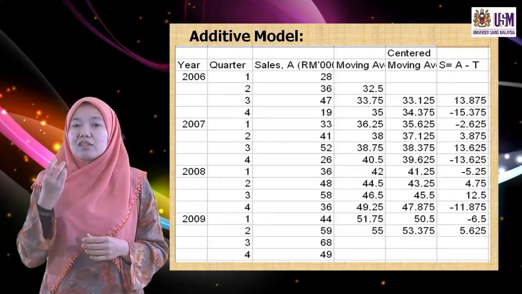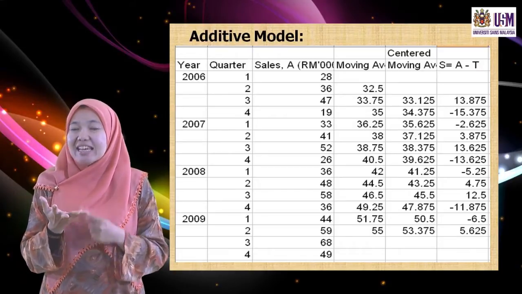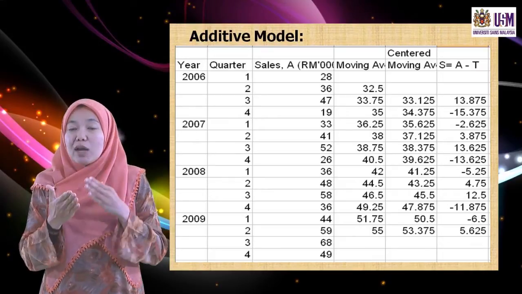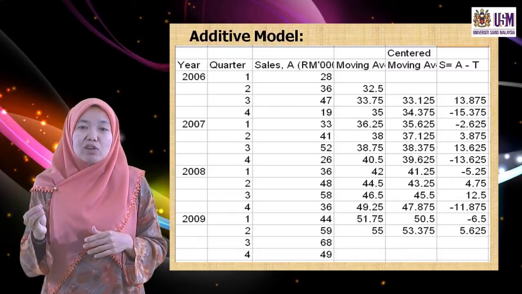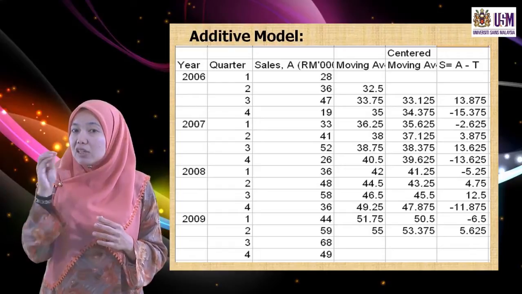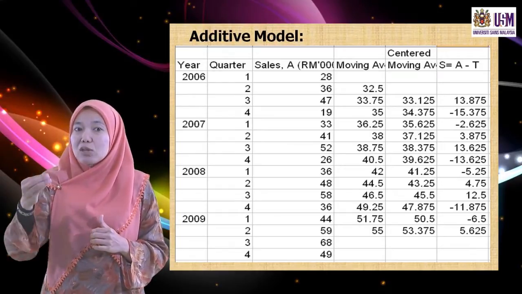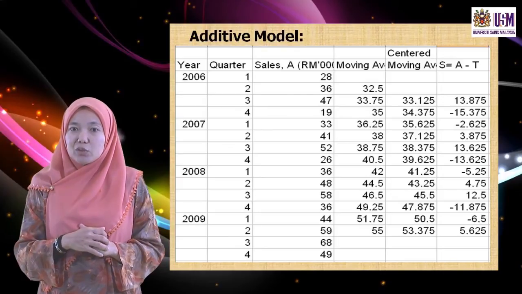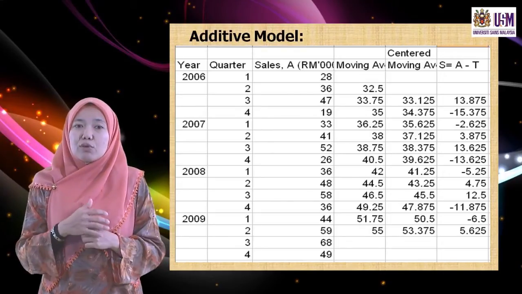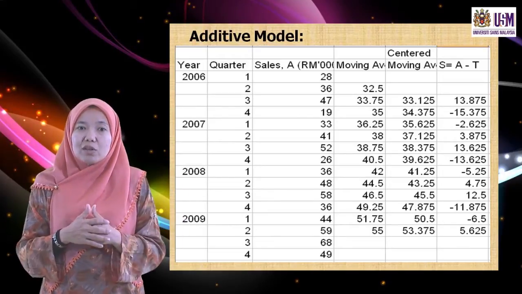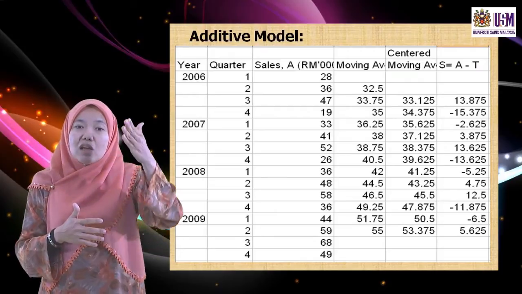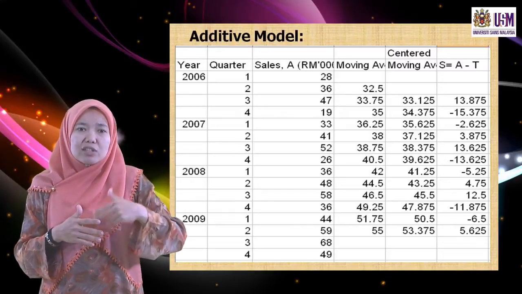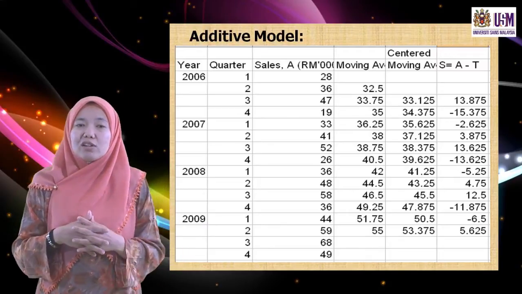Remember the steps: take the first 4 quarter values, that is 28 plus 36 plus 47 plus 19. Because you add 4, you divide by 4, so that gives you the first moving average value, which is 32.5. Remember, 32.5 actually belongs to the line between the second and third quarter of 2006, not on the second quarter line. It's much easier if you have space in between the lines, that means you have another empty row between quarter 1 and quarter 2, so that you can put 32.5 there. Same thing between quarter 2 and quarter 3, and between quarter 3 and quarter 4. That means you have all these extra rows.